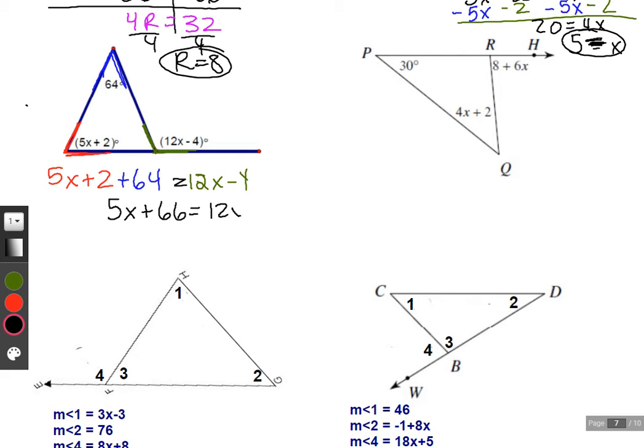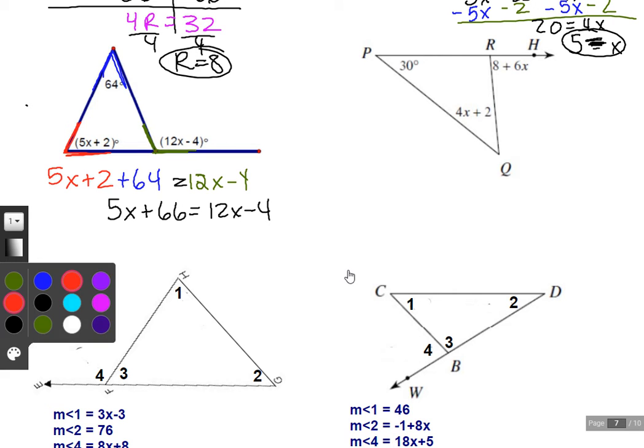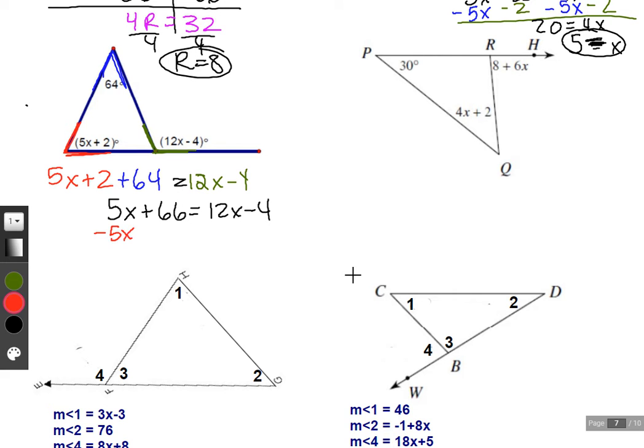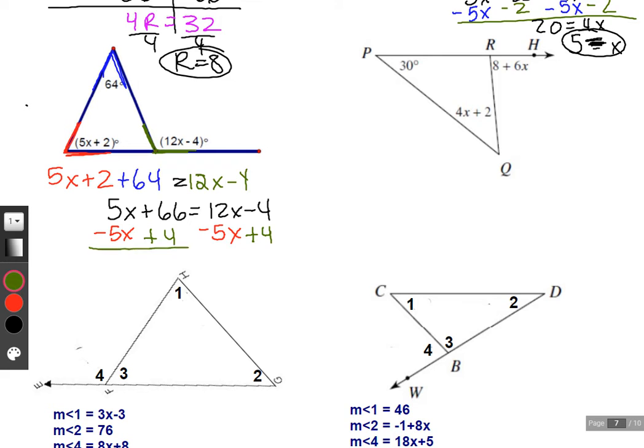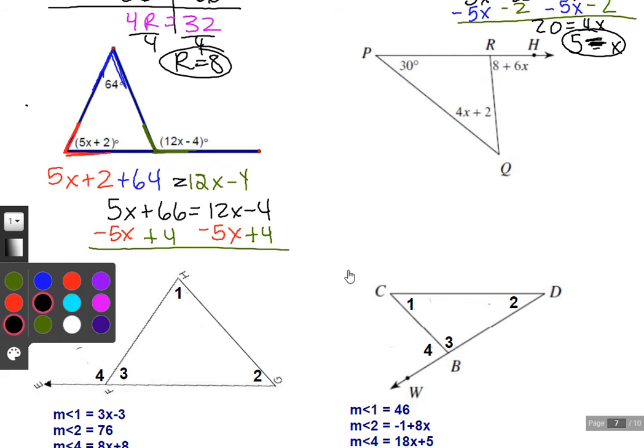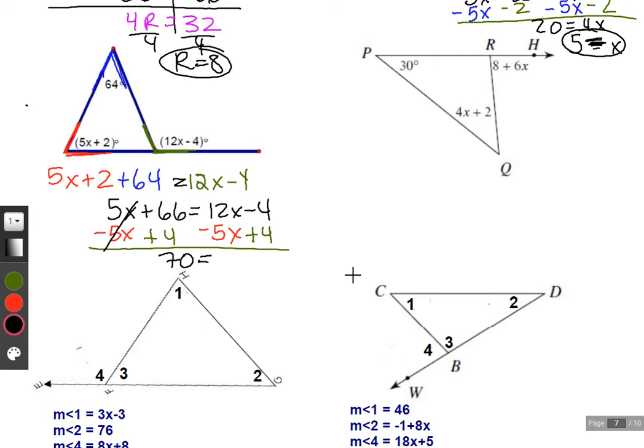Let's solve two parts at the same time. Let's move the 5x to the right, and at the same time, let's move this 4. Let's add 4 to both sides to move the 4 to the left. Okay. So 5x's cancel. This will give us 70. 12 minus 5 is 7x's, and those will cancel too. If I divide by 7, we have our x to be 10.